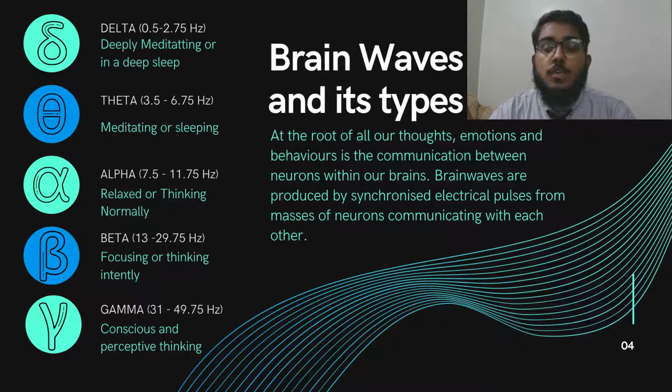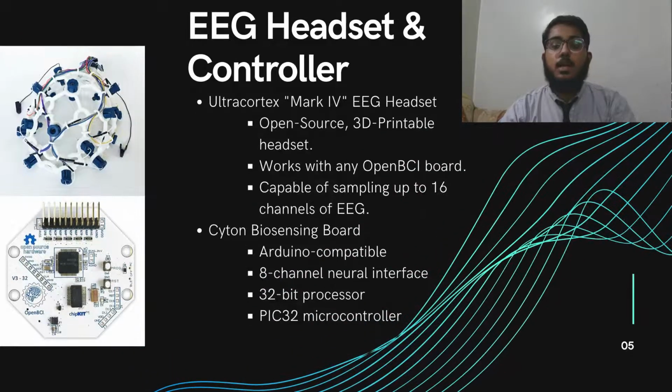Now let's take a look at the hardware of the project. Here is the Ultra Cortex Mark IV EEG headset that we will use to record the brain waves through its electrodes. The Ultra Cortex is an open source 3D printable headset intended to work with any OpenBCI board. It is capable of recording research grade brain activity, that is EEG. The Ultra Cortex Mark IV is capable of sampling up to 16 channels of EEG.